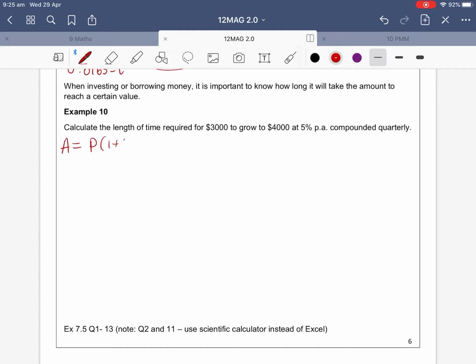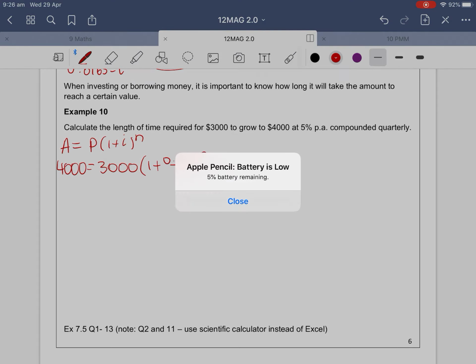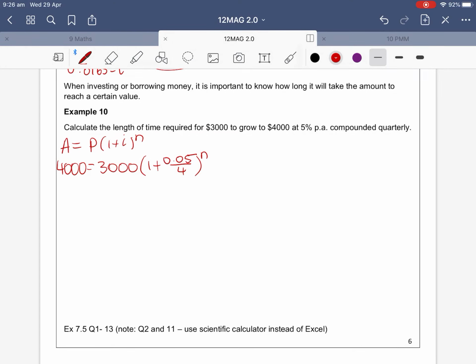But let's get cracking. A is equal to P, 1 plus i to the n. So that's just our general formula. It's always nice to state that. So we have 4,000 equals 3,000 times 1 plus, now, we're compounding quarterly, so 0.05 over 4 times per year, to the power of n, or rather to the power of n times 4.